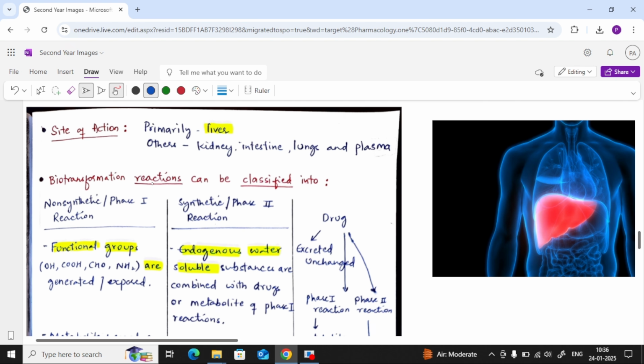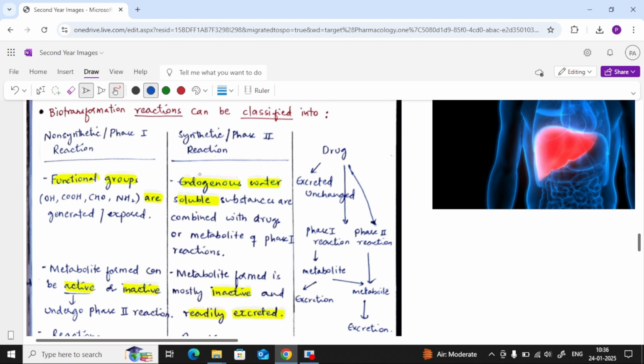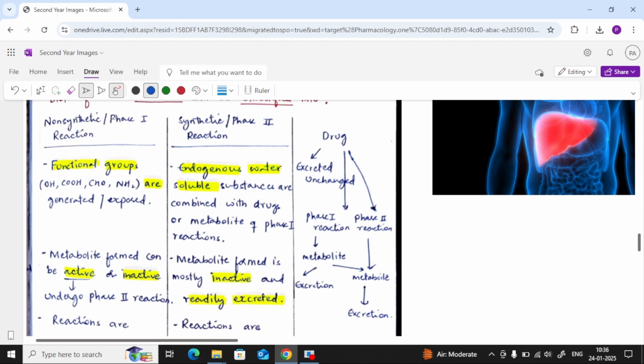Now, what are the reactions involved in biotransformation or metabolism of the drug? Reactions are basically classified into phase 1 reaction and phase 2 reaction. Phase 1 is also called non-synthetic and phase 2 is also called synthetic. So let's understand and make it very easy.